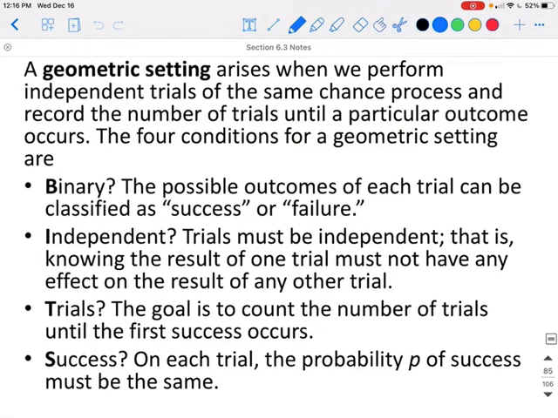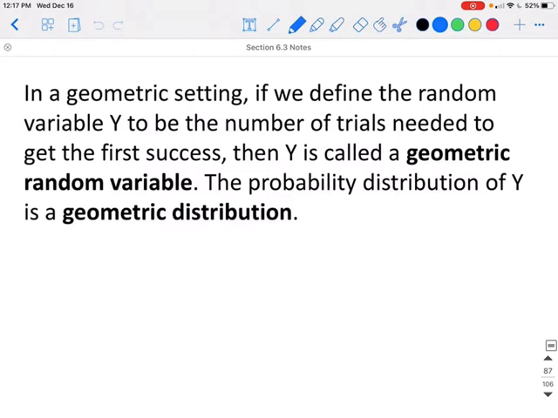So you're still checking to see if it's binary, so there should be a clear success and failure. Each trial should be independent, but we're going to have a T instead of N. So the goal is to count the number of trials until our first success occurs, instead of having a set number of trials when you start. The probability of success should still be the same in each trial.